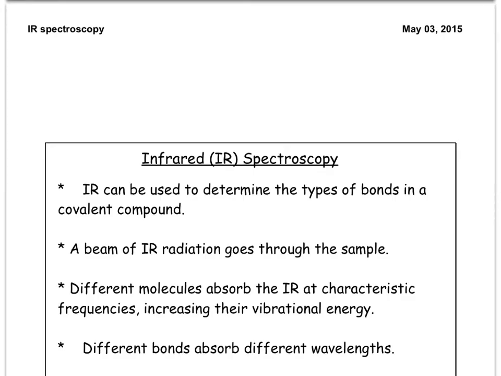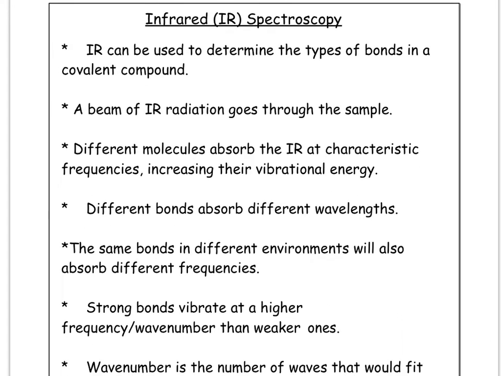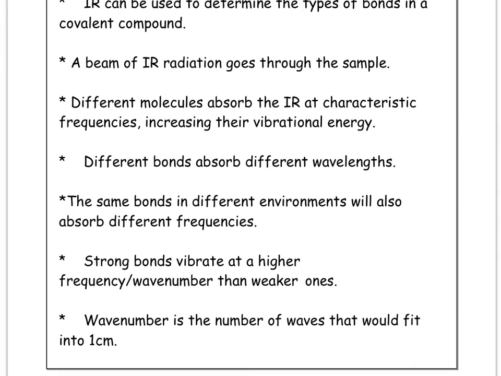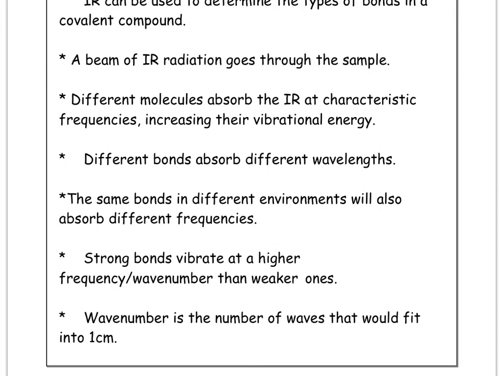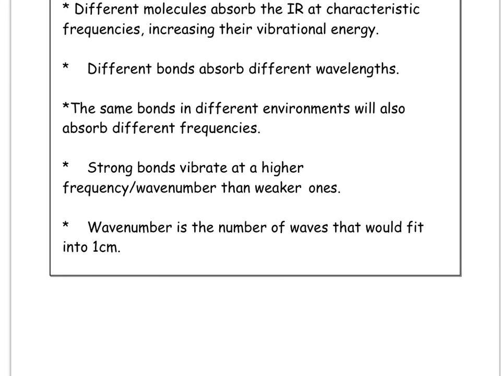So in infrared spectroscopy, we can determine the types of bonds in a covalent compound. A beam of infrared radiation goes through the sample and the molecules absorb the IR at characteristic frequencies, increasing their vibrational energy as already discussed. Different bonds absorb different wavelengths, and the same bonds in different environments will also absorb slightly different frequencies. More coming up on that later on with OH. Strong bonds vibrate at higher frequency wave numbers than weaker ones. And remember that a wave number is the number of waves that would fit into 1 centimeter. That's just an overview, more coming up to explain all that.